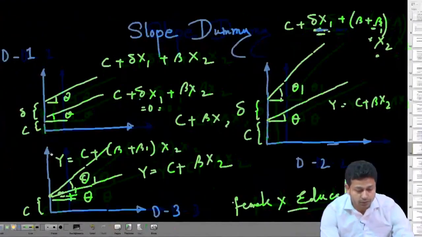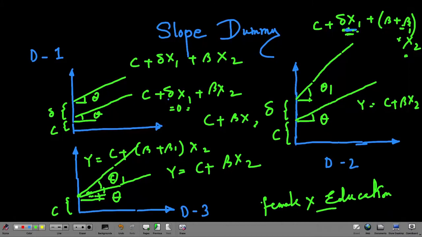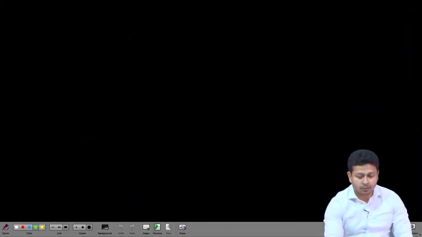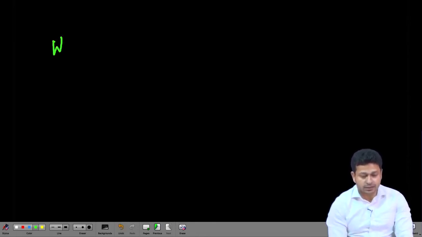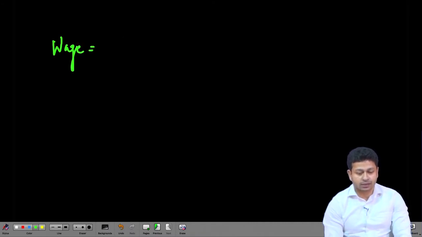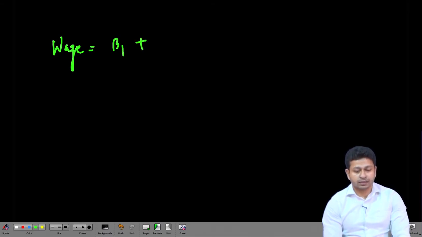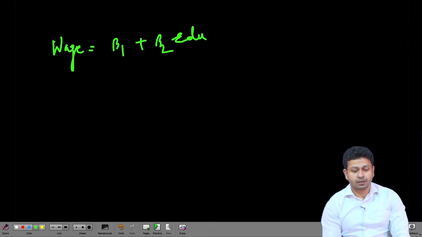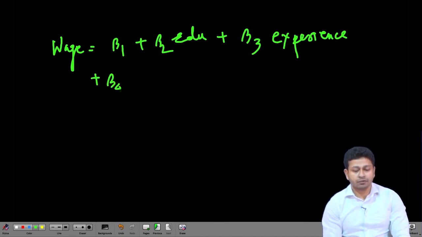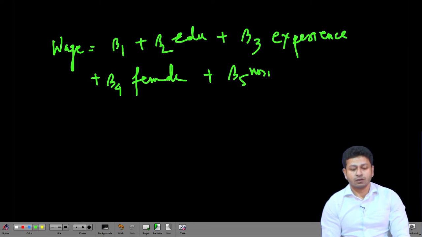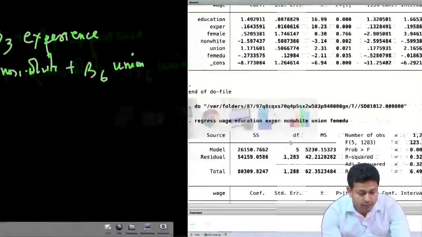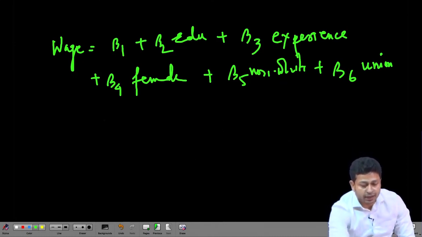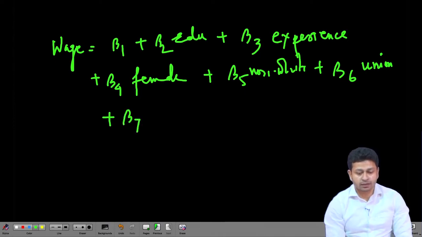So, let me go back to my whiteboard and let me create this equation. Here my regression equation is, let us say, my wage in the previous example, is equal to some constant term, let us say beta 1, plus beta 2 into education, then beta 3 into experience, then beta 4 into female, then beta 5 into non-white, it was union, correct, it was union. And then I have this other variable that I have added, let us say beta 7 into female.